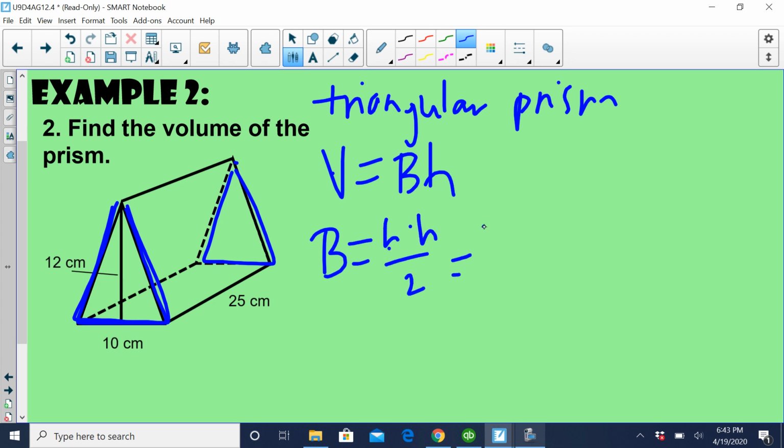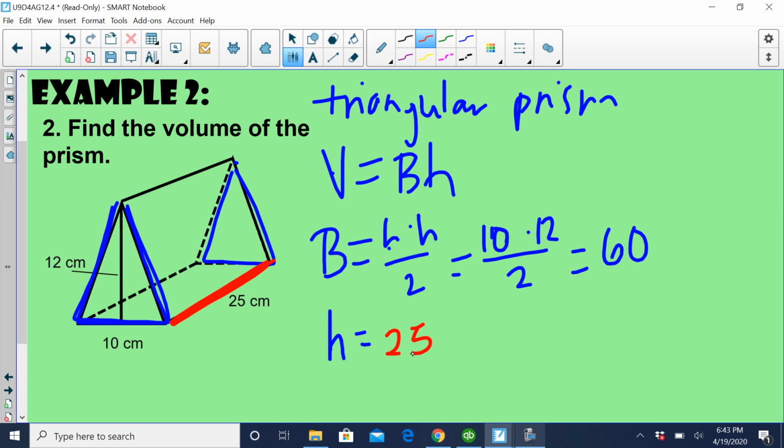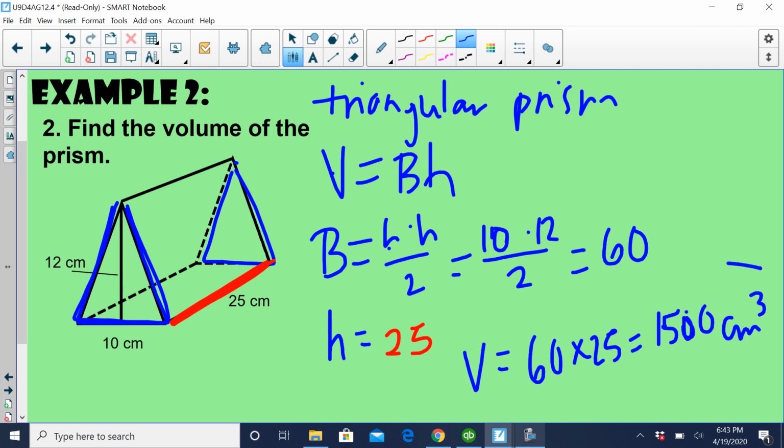The base of that triangle is 10. The height of that triangle is 12. And if I divide by 2, 10 times 12 is 120. 120 divided by 2 is 60. You're not always going to get 60 for the area of the base. Okay? Once again, H is representing the height of the prism. It's not a number that's located on either triangle. Okay? Well, that would mean the height of this prism has to be the 25. Okay? And then from here, to calculate my volume, I'm just going to take 60 times 25, and I'm going to end up with 1,500. And what would I label this? This would be centimeters cubed. Okay.